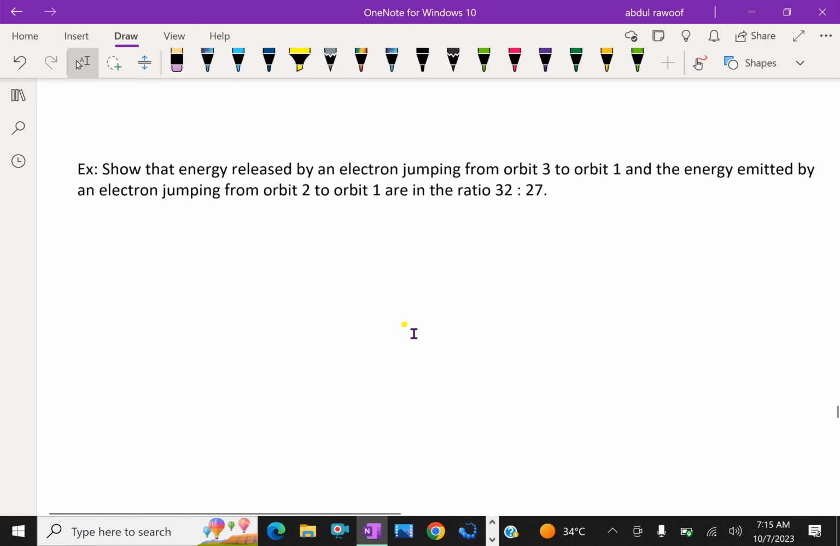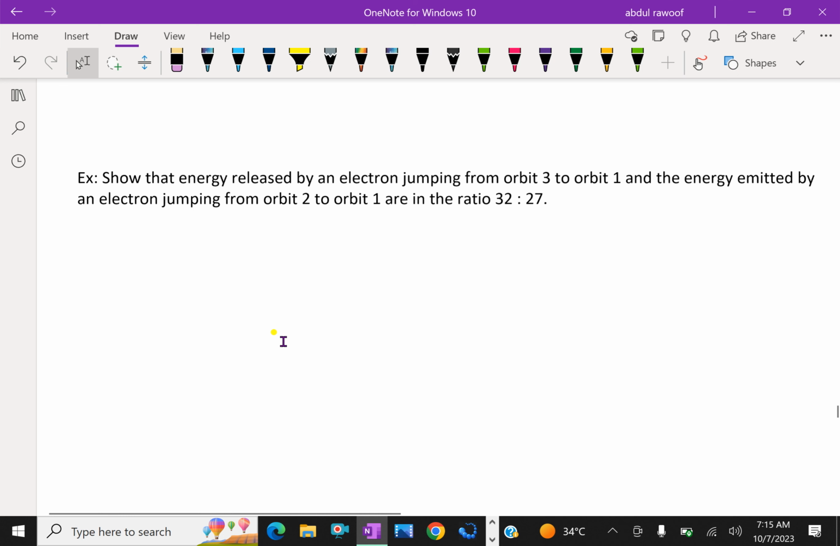Next question, show that the energy released by an electron jumping from orbit 3 to orbit 1, and the energy emitted by an electron jumping from 2 to 1, are in the ratio 32:27. Here, from higher orbit to lower orbit, that energy is emitted. We have to find the energy emitted from orbit 3 to 1 and from orbit 2 to 1, and this ratio must be 32:27.